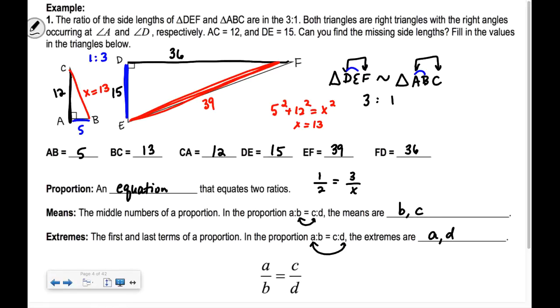Okay, the reason we call them the means and the extremes, look at it. If I have 1 to 2 equals 3 to 6, the means are the numbers that are in the middle. Those are the middle numbers, 2 and 3, right? The extremes are like the smallest and the biggest. So means, middle; extremes, smallest and biggest.